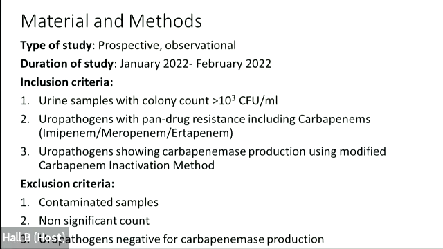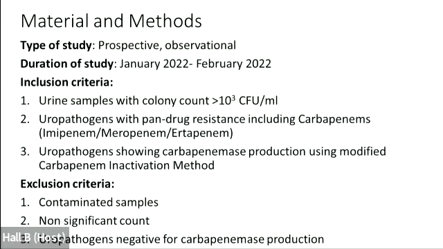The inclusion criteria were urine samples with a colony count of more than 10 to the power of 3. These included catheter samples; the majority of the samples were catheter samples. Then uropathogens with pan-drug resistance, including resistance to any of the carbapenems, imipenem, meropenem, or ertapenem, and uropathogens showing carbapenemase production using the modified carbapenem inactivation method, which is the gold standard method recommended by the CLSI.